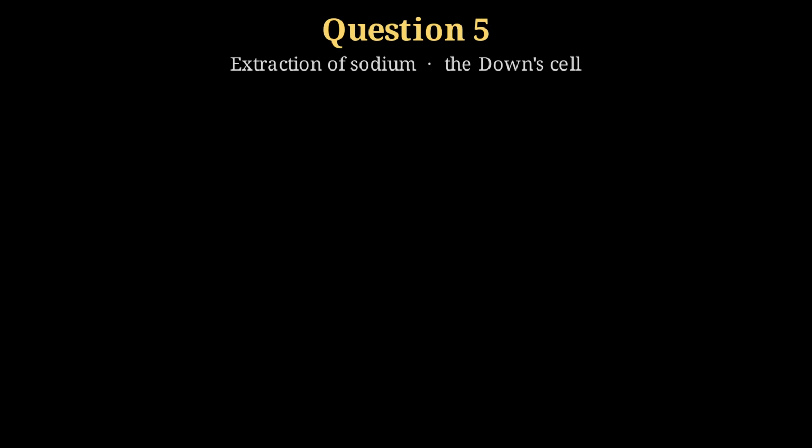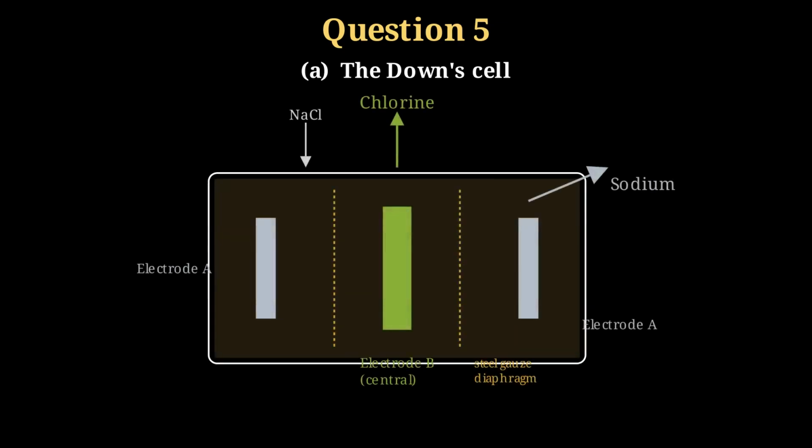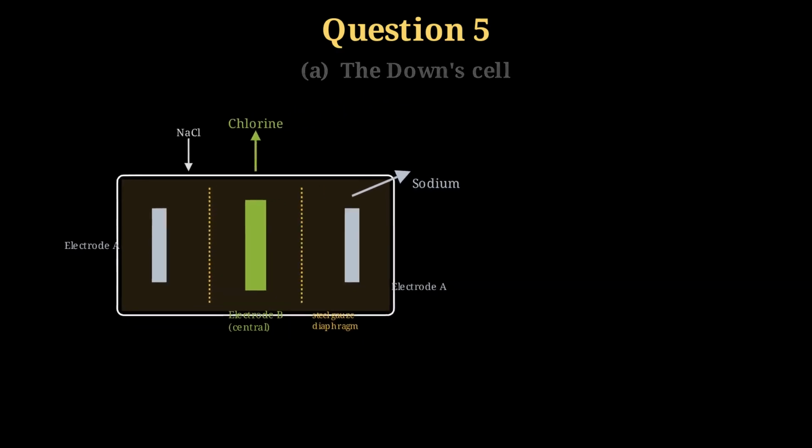Question 5 follows how sodium metal is extracted in the Downs cell by electrolysis of molten sodium chloride. We'll read the cell, do the melting point reasoning, and calculate the mass of sodium. Let's go. Here is the Downs cell. Molten sodium chloride is electrolyzed. In the center, chlorine gas bubbles off electrode B. At the sides, molten sodium collects at the electrode A plates and is drawn off. The steel gauze diaphragm sits in between.